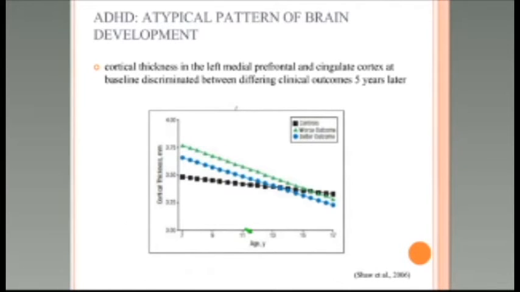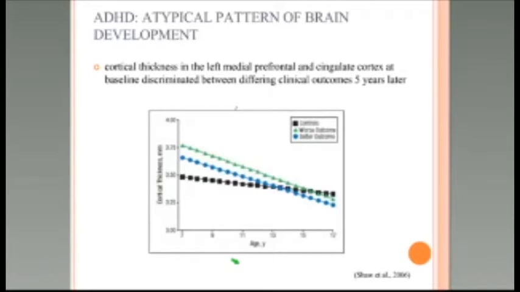This next figure shows you that the pattern of development also is associated with outcomes for children. So what you see on the y-axis here is an example of cortical thickness. The measurement doesn't matter for our purpose today. The x-axis here is age. So again, this is 7 to 17-year-olds.